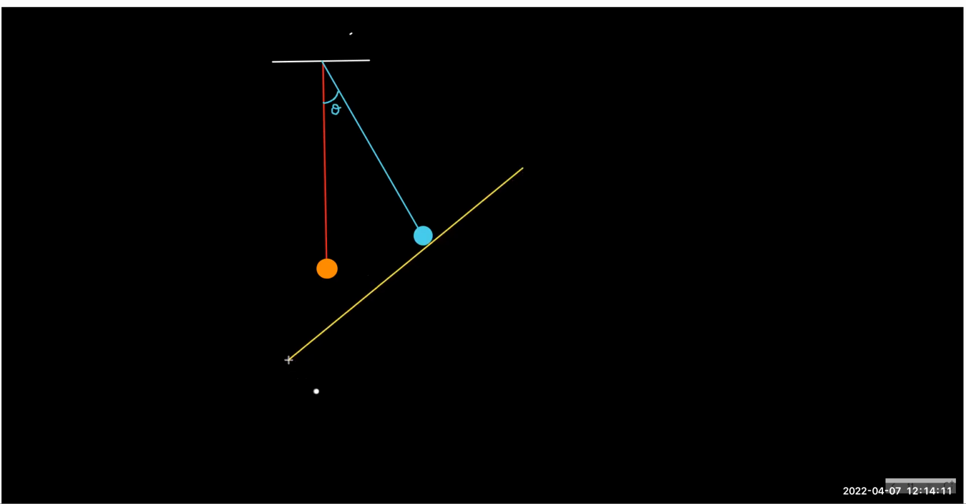So there are many methods of solving such systems. You can think this way also, just to give you a perspective of thinking. If you tilt a pendulum by theta angle, it is as good as thinking that this pendulum is kept on an inclined plane of angle theta.